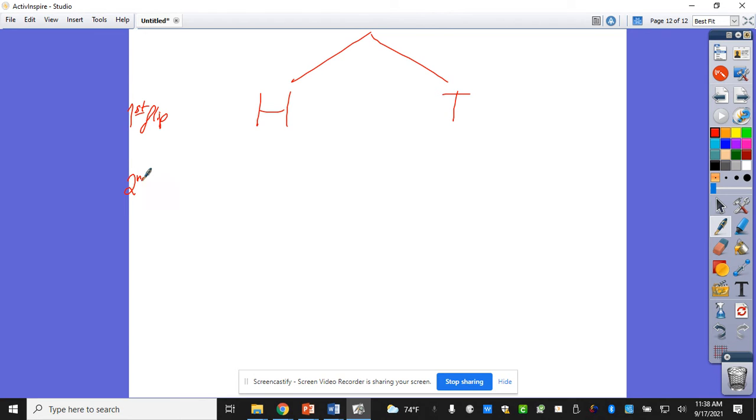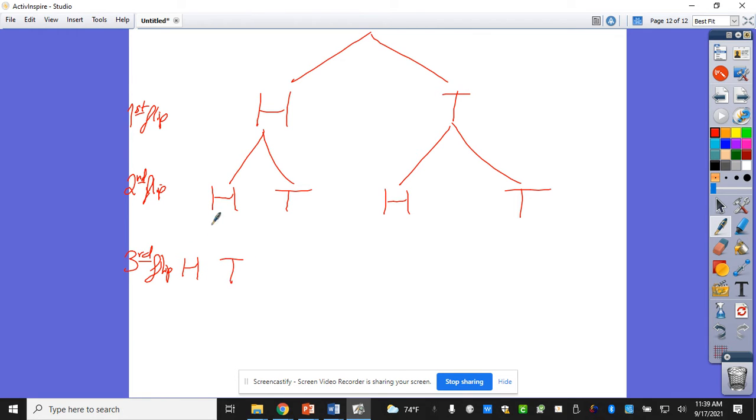Now, when I do my second flip, it could have already been a heads, or it could have already been a tails, right? So branch from each of those. Now this second one can be heads or tails. And then I have to do it again for my third flip. So at the bottom, how many do I end up with down here?